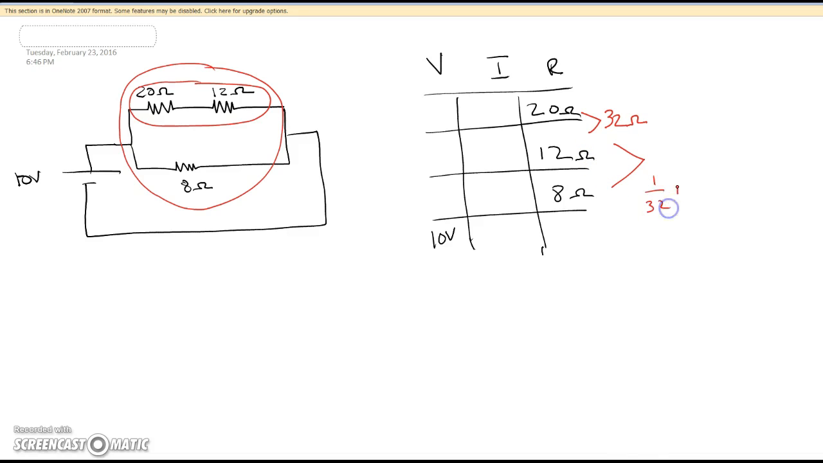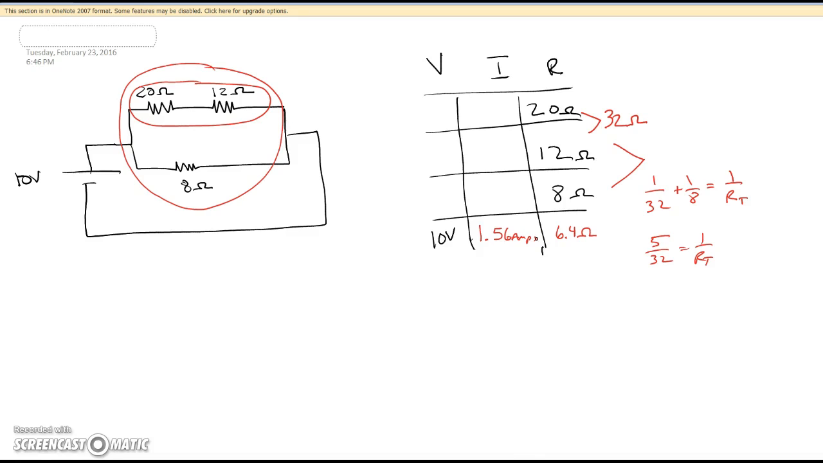So 1 over 32 plus 1 over 8 is going to give me 1 over R total. This is going to give me 5/32, which is 1 over R total. Don't forget to flip it one more time to get the R total. So R total comes out to be 6.4 ohms. Now we have another open box right here for current, so 1.56 amps.